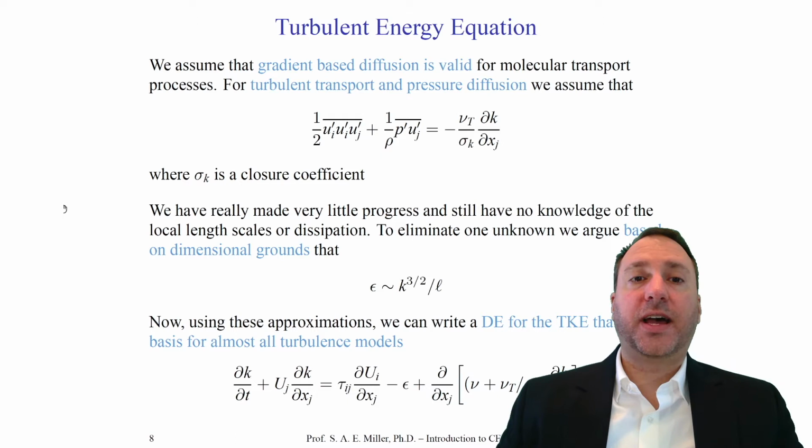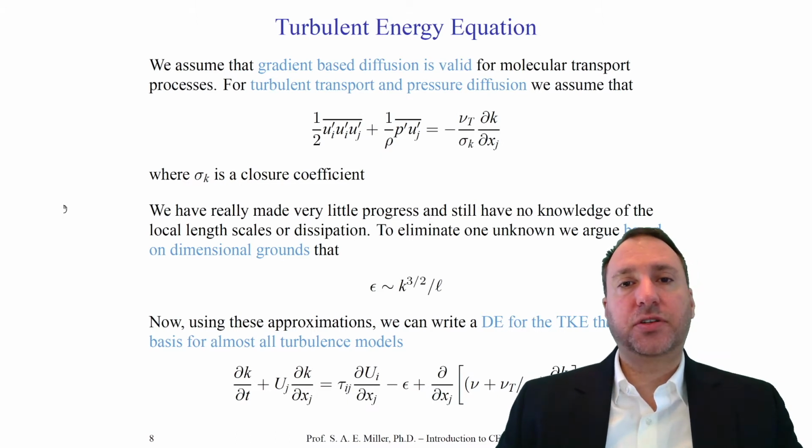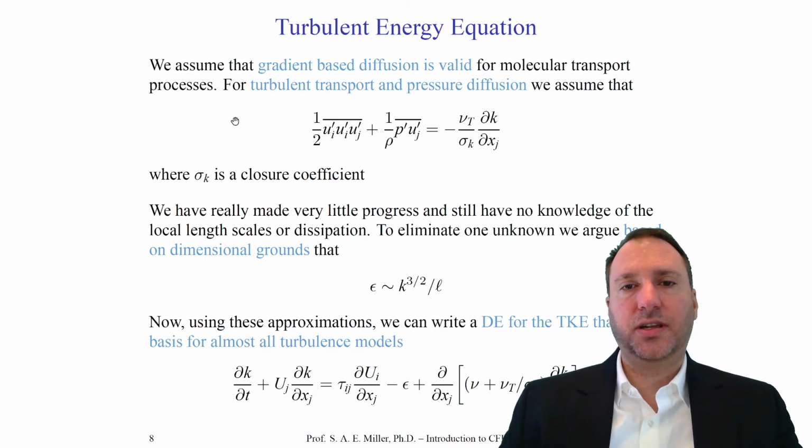We will assume that the gradients based on the diffusion are also, of course, valid for molecular transport processes. And we'll try and model our turbulent transport and pressure diffusion equations in this form. We'll write the summation of the triple correlation and the pressure diffusion term as a negative of the eddy viscosity over sigma k, which is simply a coefficient for closure. We just add in a coefficient to calibrate, times the partial derivative of k with partial xj.